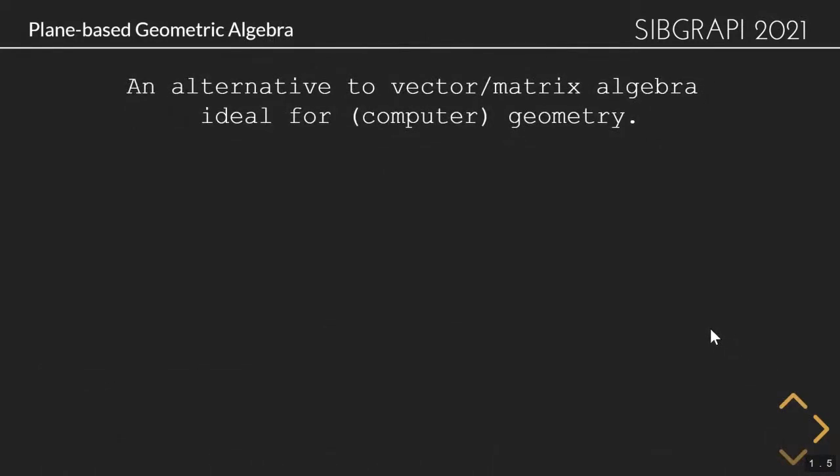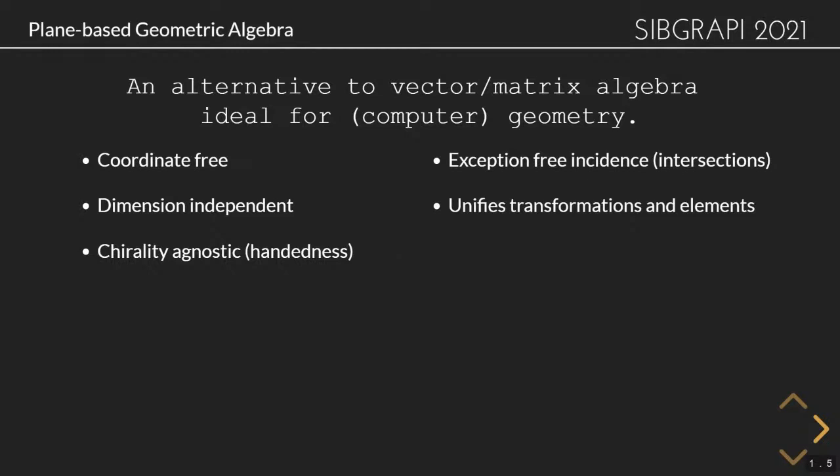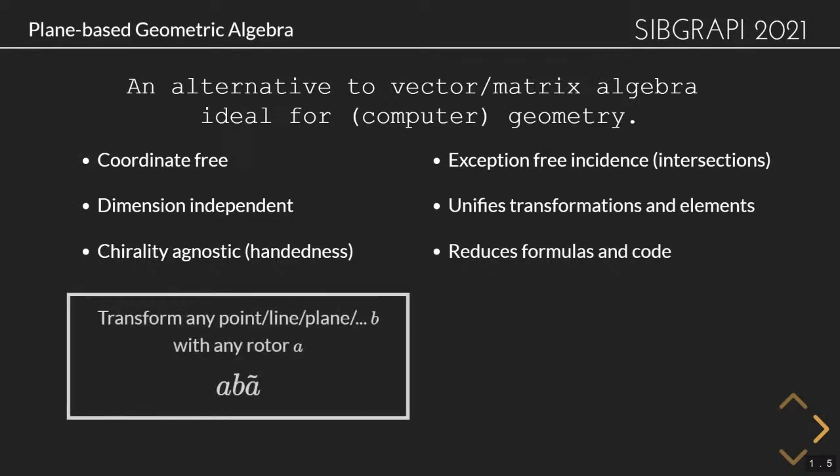Let's first look at some of the advantages that we get. It is much more manifestly coordinate free. It can be made to work dimension independent, which is actually something that we will focus on in this first episode. It is chirality agnostic, which means the handedness you pick for your coordinate system makes no difference. It's got exception free incidence relations, it unifies transformations and elements, and it provides a tremendous reduction of formulas and code that we as graphics and game developers need to write.